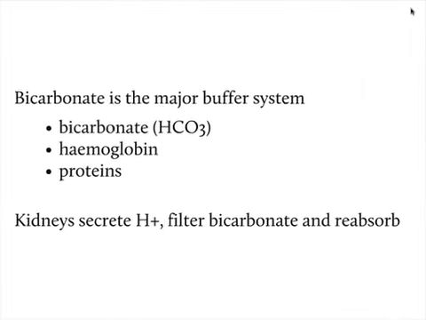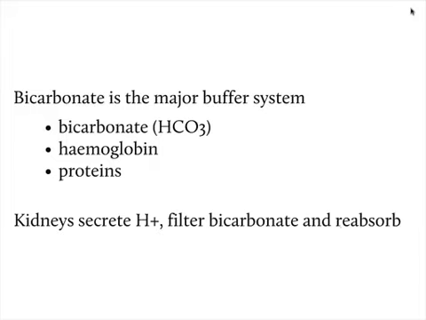Okay, metabolic compensation. So bicarbonate is the major buffer system in the blood, but there are others. Haemoglobin itself is a buffer system, and there are some other proteins and things that help. But bicarbonate's the major one. And the kidneys secrete hydrogen ions, and they also filter and resorb bicarbonate. So the kidneys are the ones that are going to be doing most of the compensation. There is a buffer system that helps, but once we oversaturate that buffer system, it's going to be the kidneys that help us compensate metabolically for respiratory acidosis.